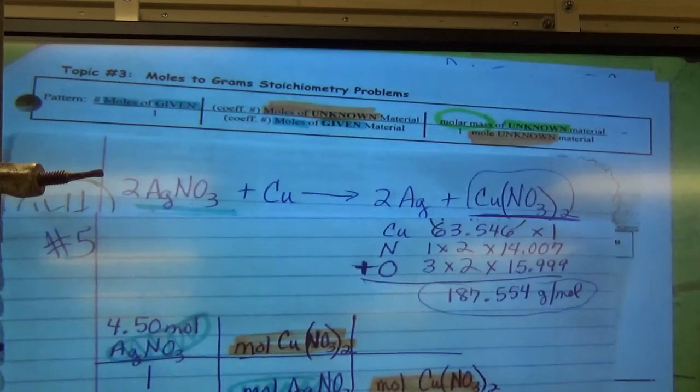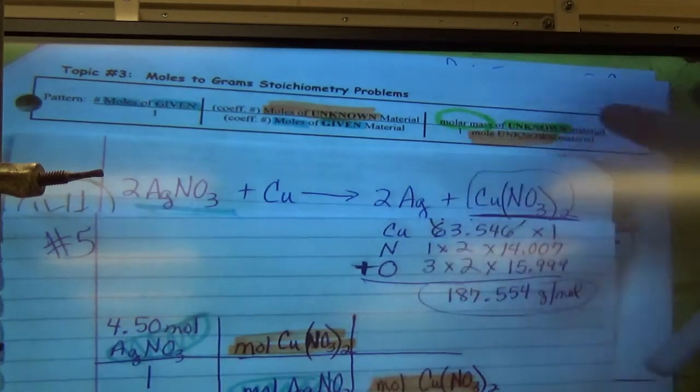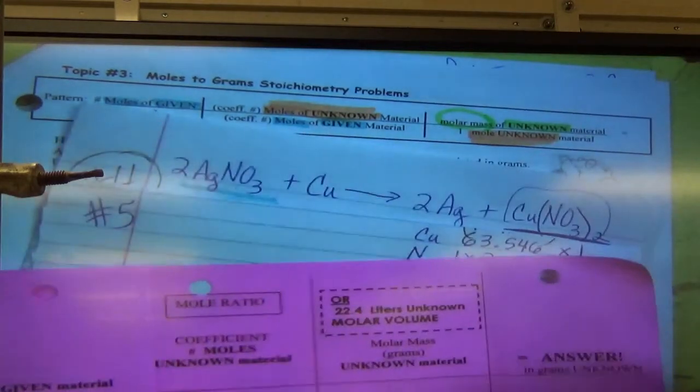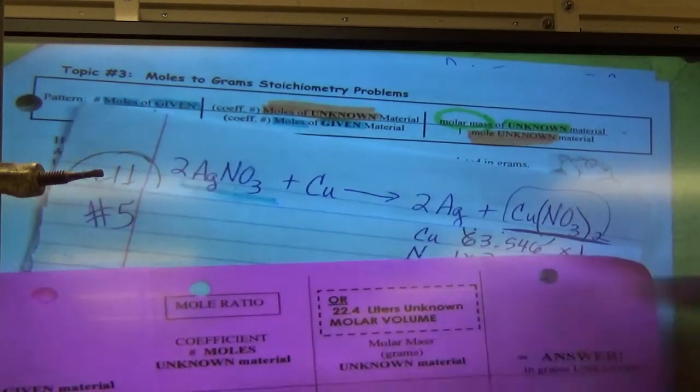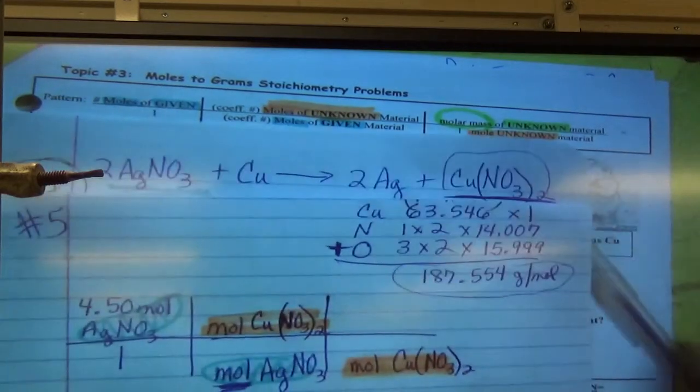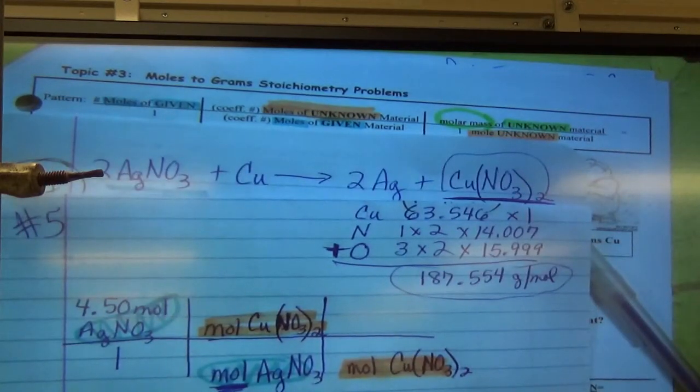Right, what are we converting to now? We're converting to the grams, right? We're converting from moles of unknown to grams. And then we can calculate. So I need the mass. Remember, we found the mass already. I had you look at, figure it out with me.